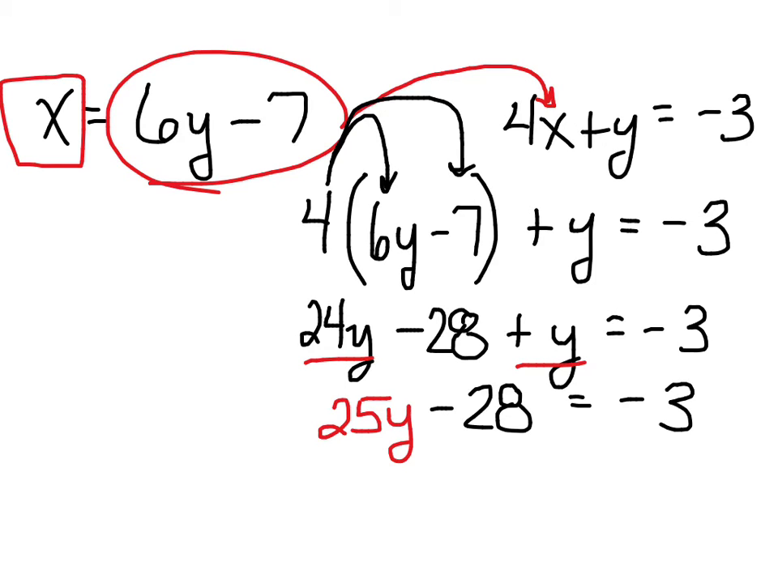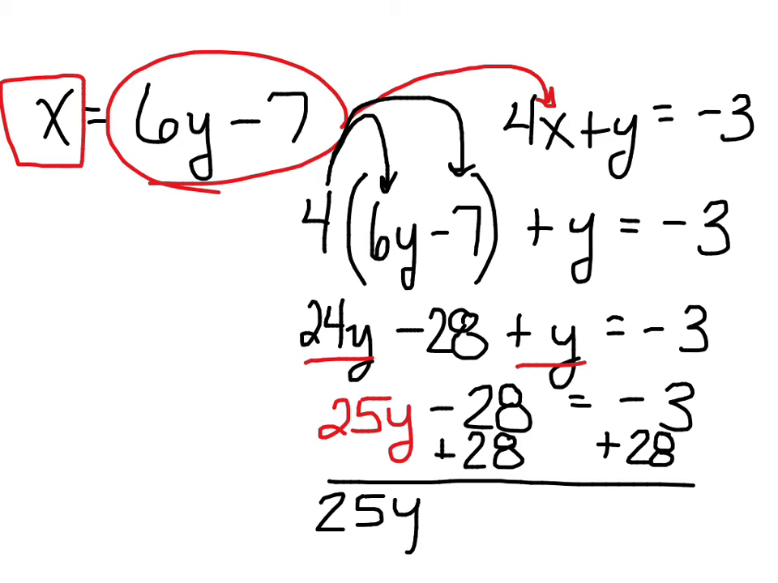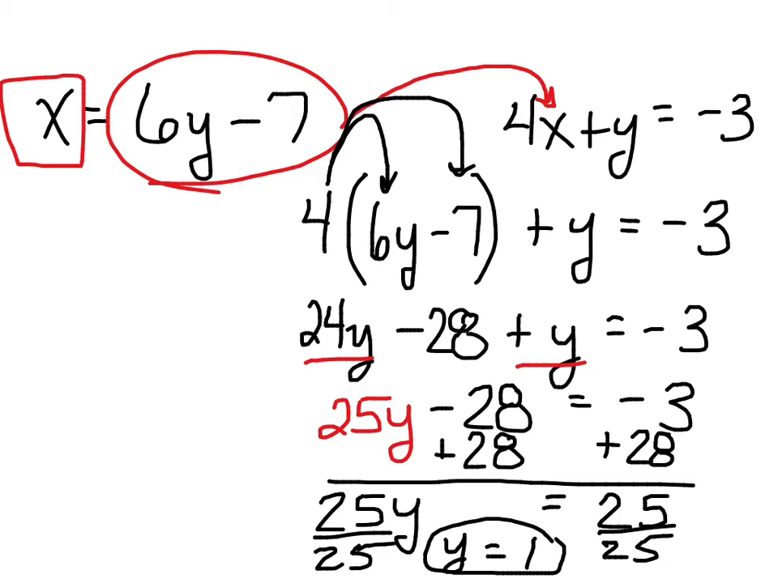How do I get y by itself? Add 28 to both sides. Good. So I get 25y equals 25. Now what? Divide by 25. Liz, what's 25 divided by 25? 1. Good. Nice job.